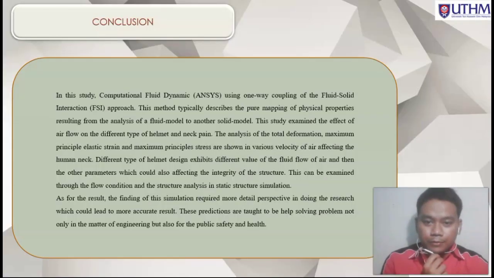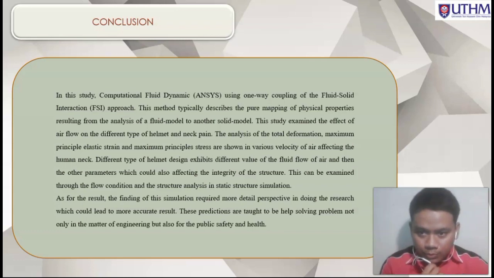Okay, and then the conclusion. For the conclusion in this study, computational fluid dynamic analysis using one-way coupling of the fluid-solid interaction approach. This method typically describes the pure mapping of physical properties resulting from the analysis of the fluid model to another solid model. This study examined the effect of airflow on the different types of helmet and neck pain.